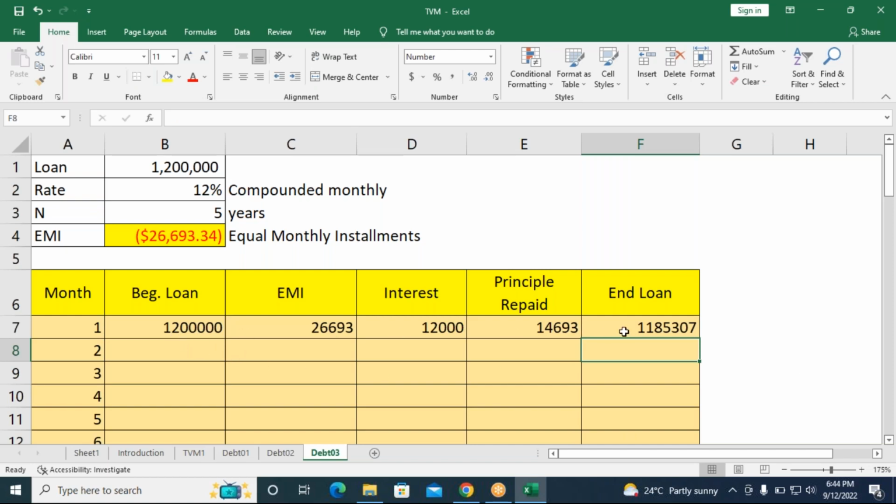So first one everybody calculated. First month calculation is done. Please do it. Calculate the EMI and the first month calculation. So end loan you should get this value.